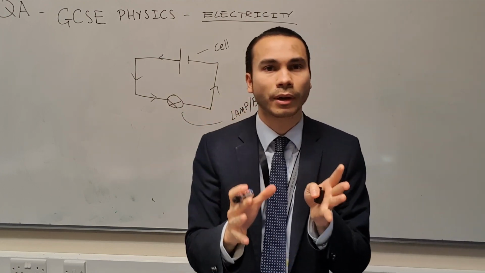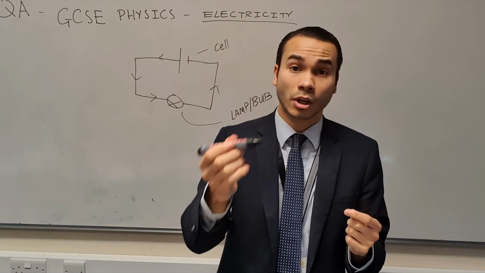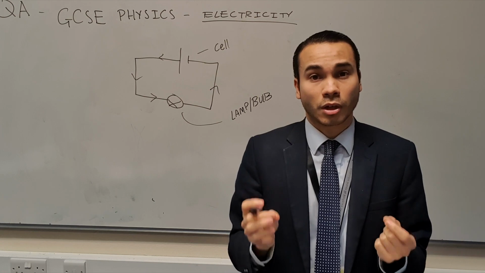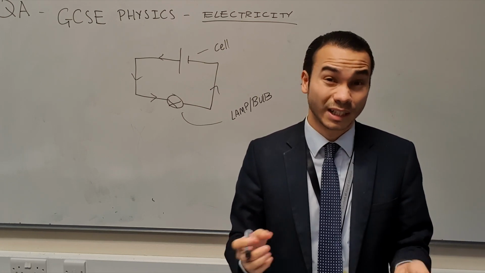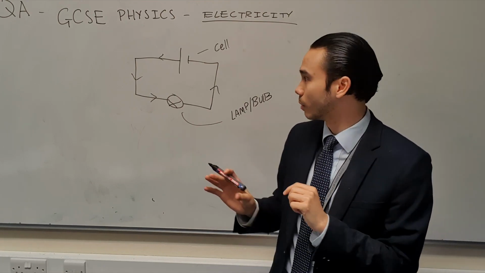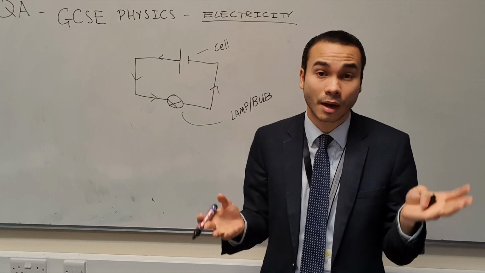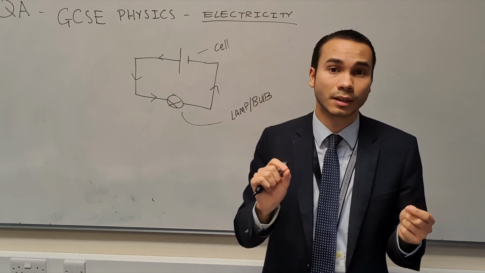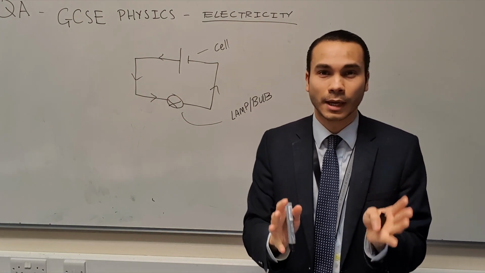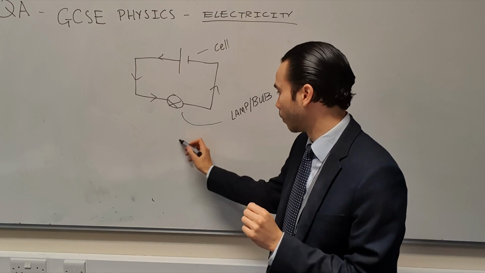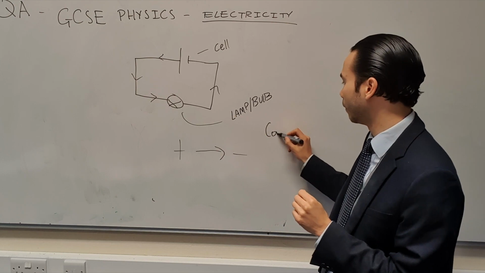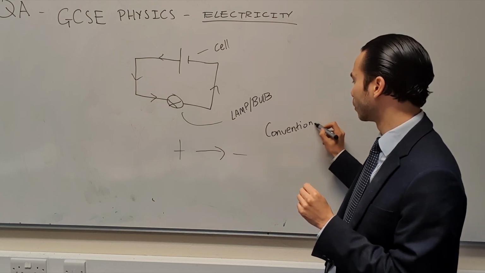Conventional current goes from the positive end of the battery or the cell towards the negative end. Traditionally and historically, scientists thought that charged particles were positively charged and not negatively charged, as we know now, and hence we have stuck with the convention. At the time they decided that the positive charge would leave the positive end and go towards the negative end. Unfortunately we're stuck with that. So please make sure for your exams you remember positive to negative for conventional current.